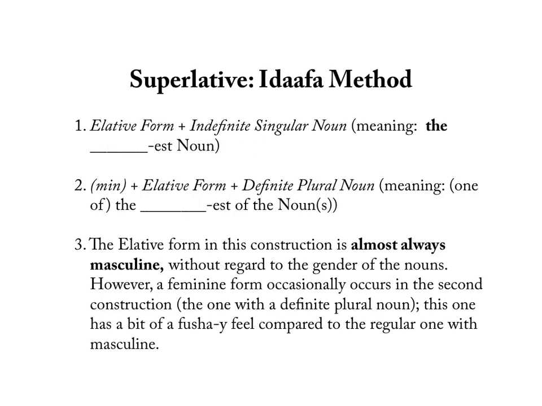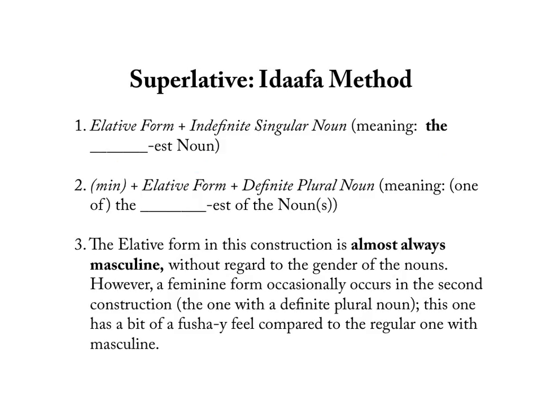So an example would be Akbar Medina. The important thing to remember with this form is that even though the noun, the elative is first term of idafa, so it has no article. The noun is indefinite, so it has no article. But the meaning is the. So Akbar Medina means the biggest city.